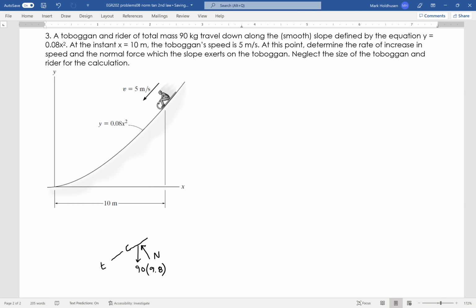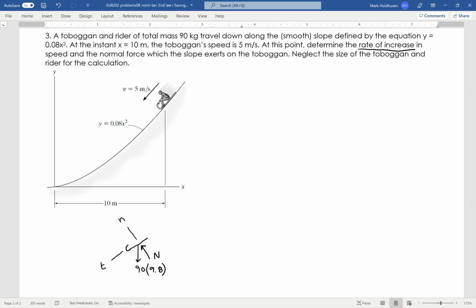And again, this guy's going around a curve here that I have an equation of, so I should be able to find the radius of curvature. So I'm going to have my normal in that direction, right? Set up my coordinates like this. Again, I'm trying to find the rate of increase in the speed, so that by definition is my tangential acceleration. I'm also trying to find that normal force that I have going on right there.